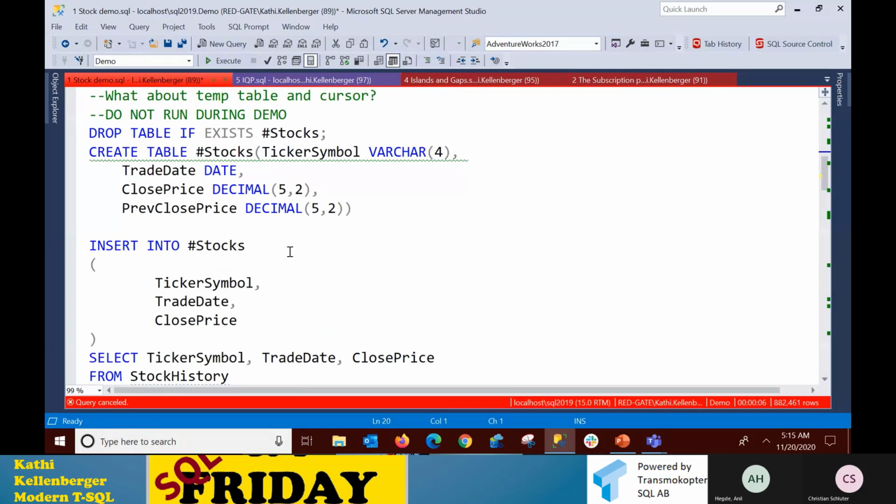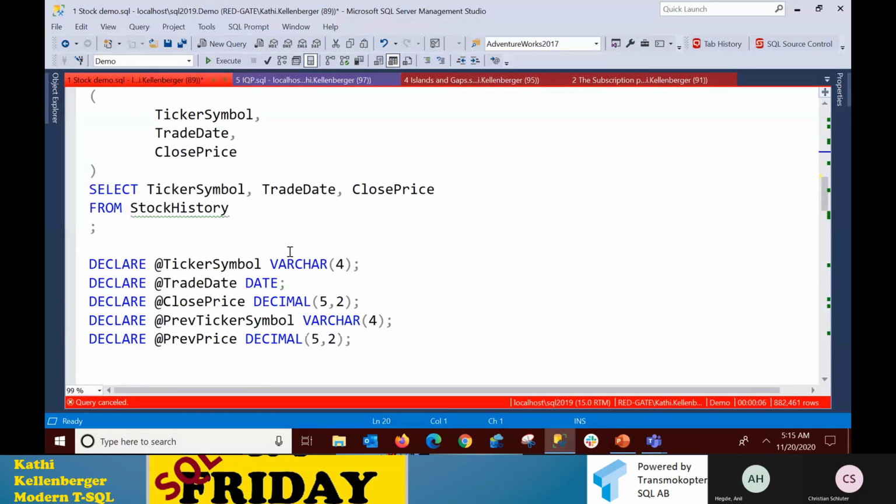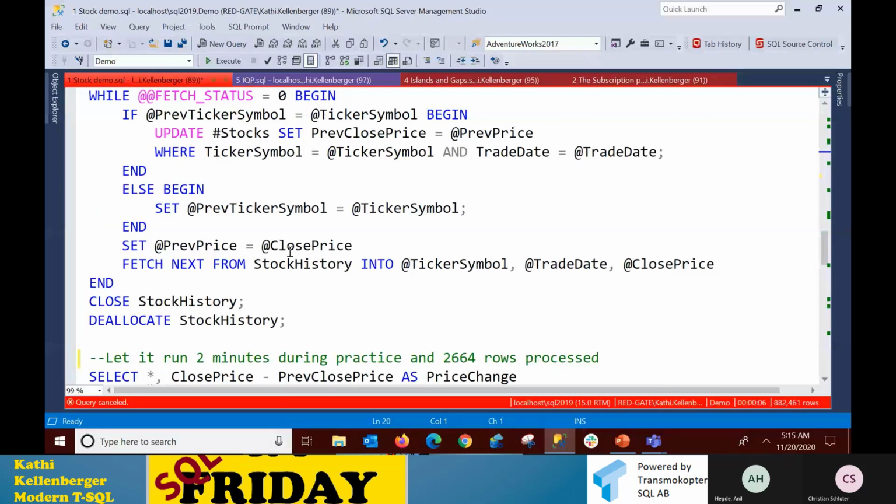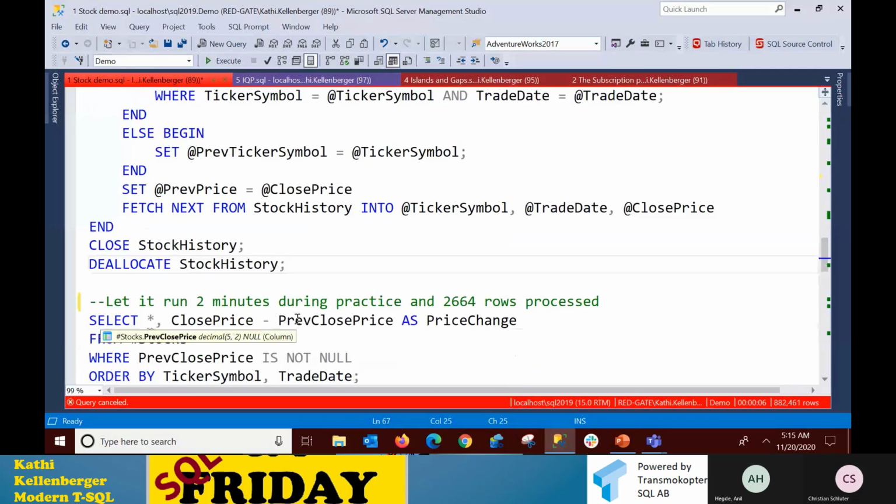So basically, I've created a little table and I've just inserted the data, and then I just go through it and keep track of the previous day and keep track of when it switches. Now, back in probably 2010 or 11, this would be the way I would probably solve this problem.